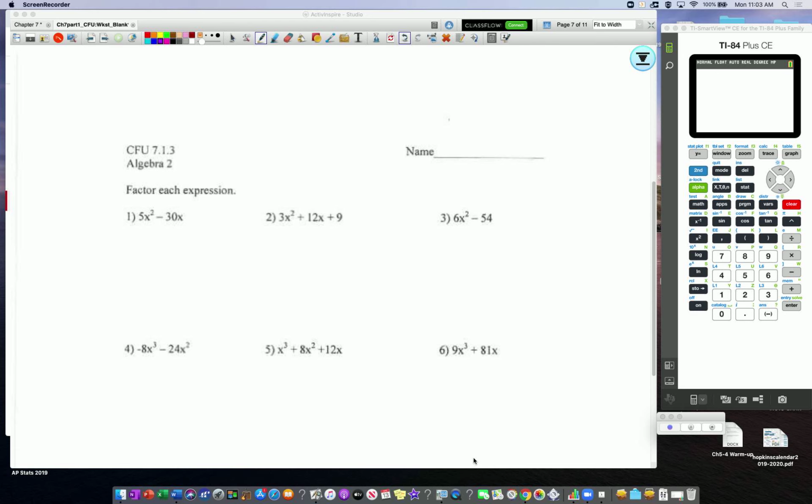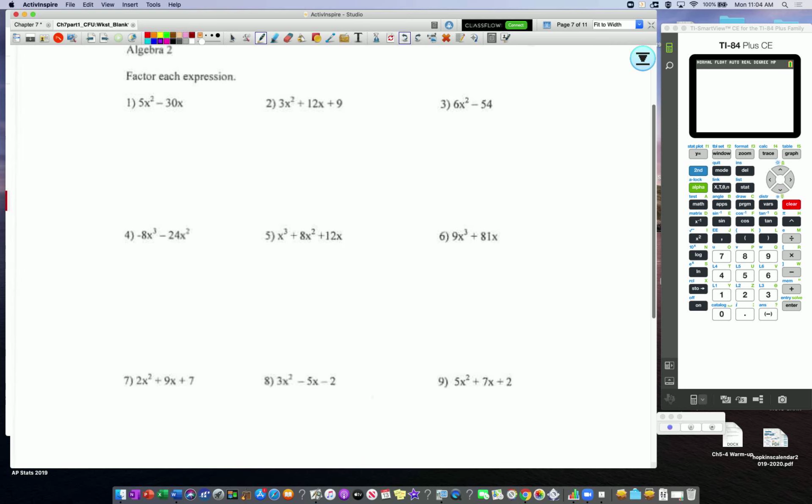All right, let's take a look at your CFU for 7.1.3. So factoring out common factors and factoring trinomials where the leading coefficient is something other than 1. All right, I'm just going to do something real quick here. Sorry if it looks kind of weird. My alignment was not off track here. So it says factor each expression.